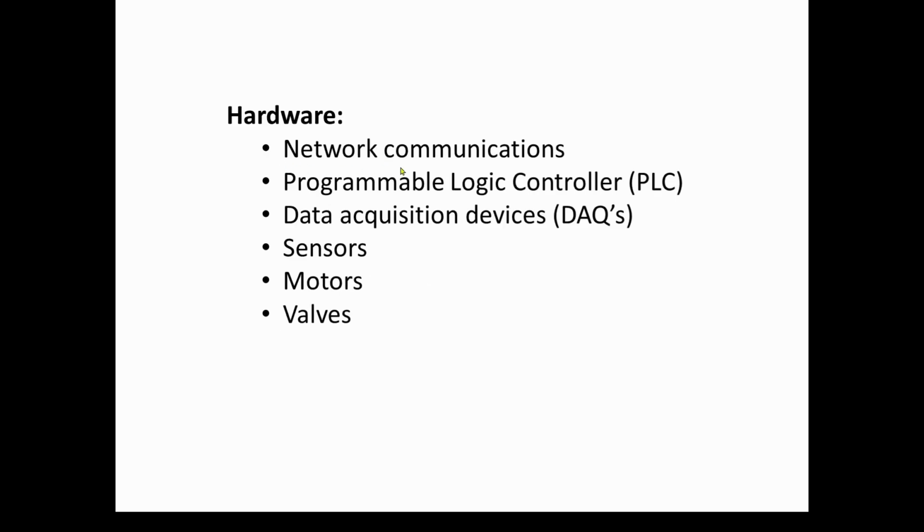So the hardware involved with control systems, some things you might hear about, are network communications. Basically, you're tying together a bunch of different components, data acquisition components and control components. So there will be communications between all those different components. There's what's called programmable logic controllers, or PLC, where you can take data and cause things to happen using a programmable logic controller. Data acquisition devices, or DAQs, which is basically like an Arduino.